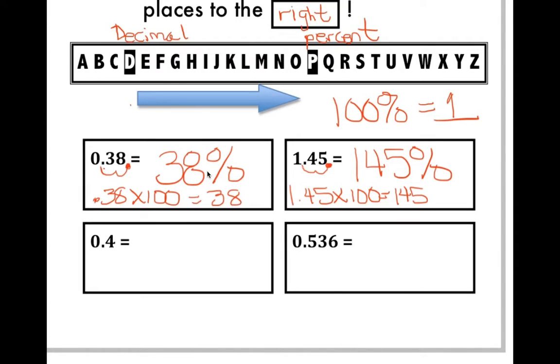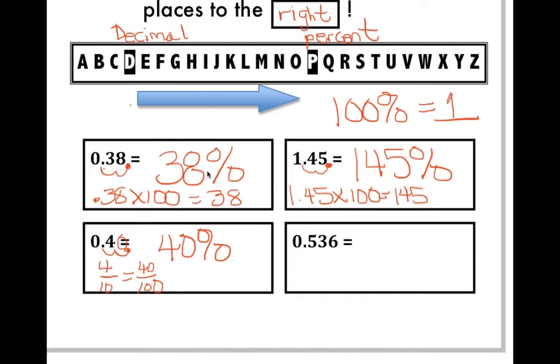Okay, how about 0.4? Now look what happens here. I have to move the decimal 2 places to the right, but wait a second, there aren't 2 places. So what do you think we have to do? If there aren't enough places to move the decimal, you get to add zeros to make 2 places. And that becomes 40%. I can show you why. If you look at 0.4, if you said that out loud in word form, that would be 4/10. That is the same thing as the equivalent fraction 40 over 100, which is 40%.